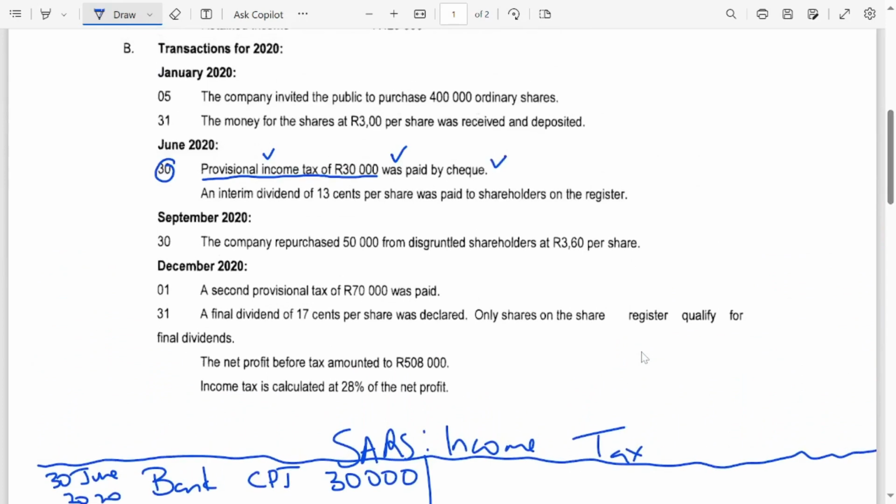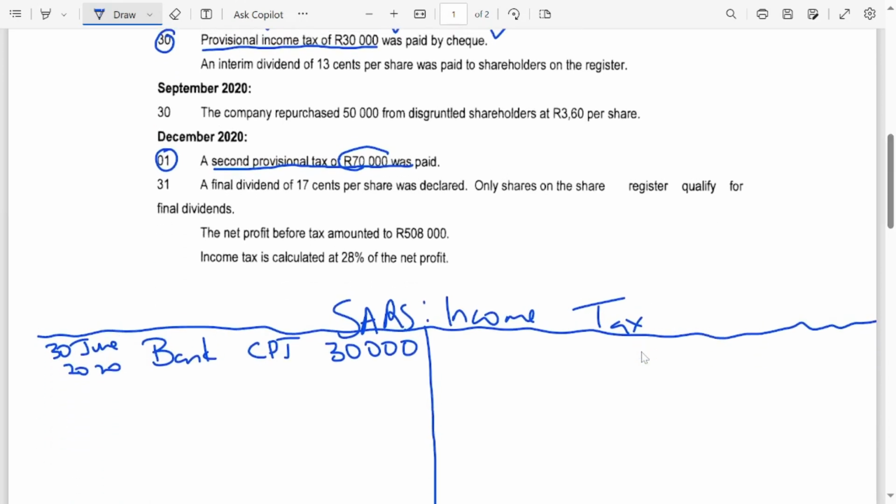Let's check again which another one affects the tax. On the 1st of December, a second provisional tax. Like I said, the business has to pay the provisional tax two times, at mid-year and also at the end of the year. So that is why they've also paid again at the end of the year. So this is 01 December 2020. So it's bank, CPJ. We paid how much? 70,000.